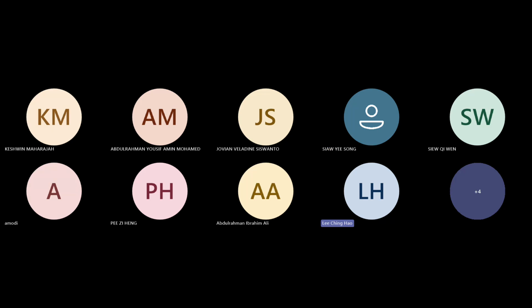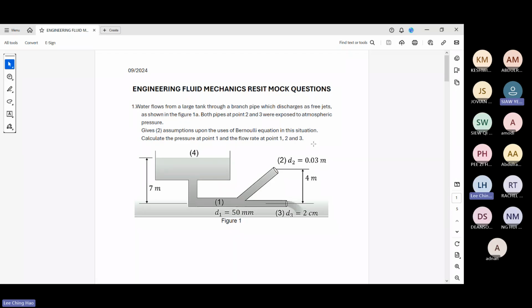Okay, so we look at this first question. The water flows from a large tank through a bunch of pipes which discharge as a free jet. Because you have a tank and then the water will go through here as well as here, that's why you have points 1, 2, 3, 4.